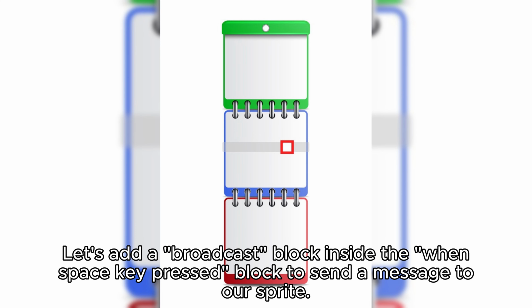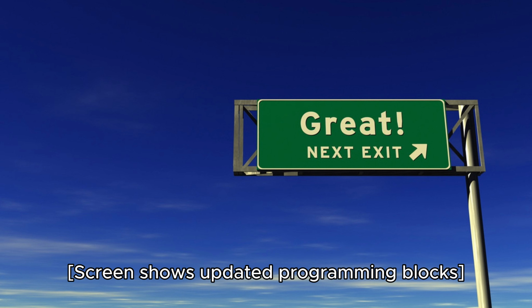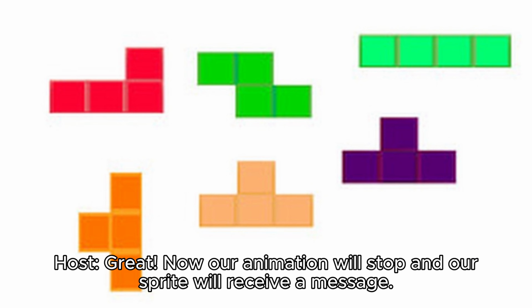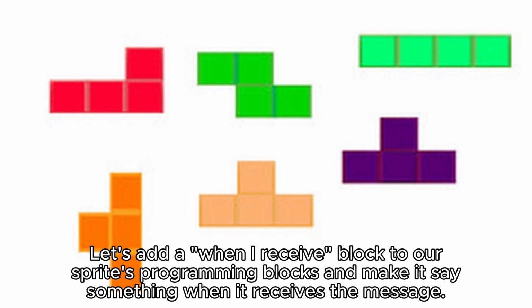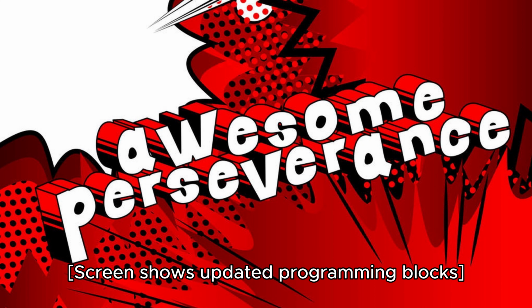Let's add a Broadcast block inside the When Space Key Pressed block to send a message to our sprite. Great. Now our animation will stop and our sprite will receive a message. Let's add a When I Receive block to our sprite's programming blocks and make it say something when it receives the message.